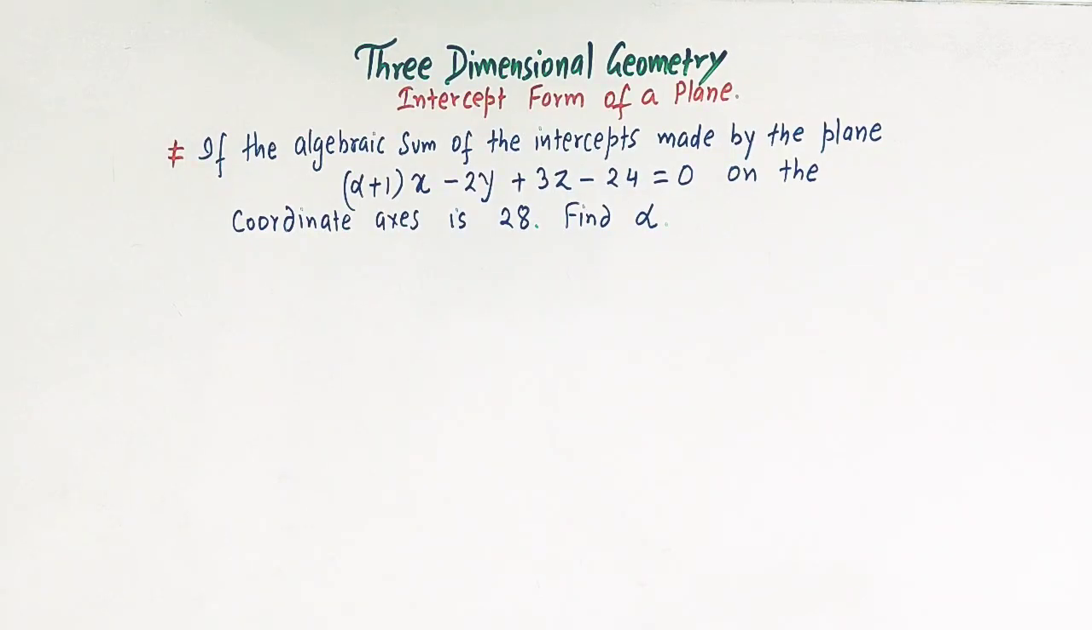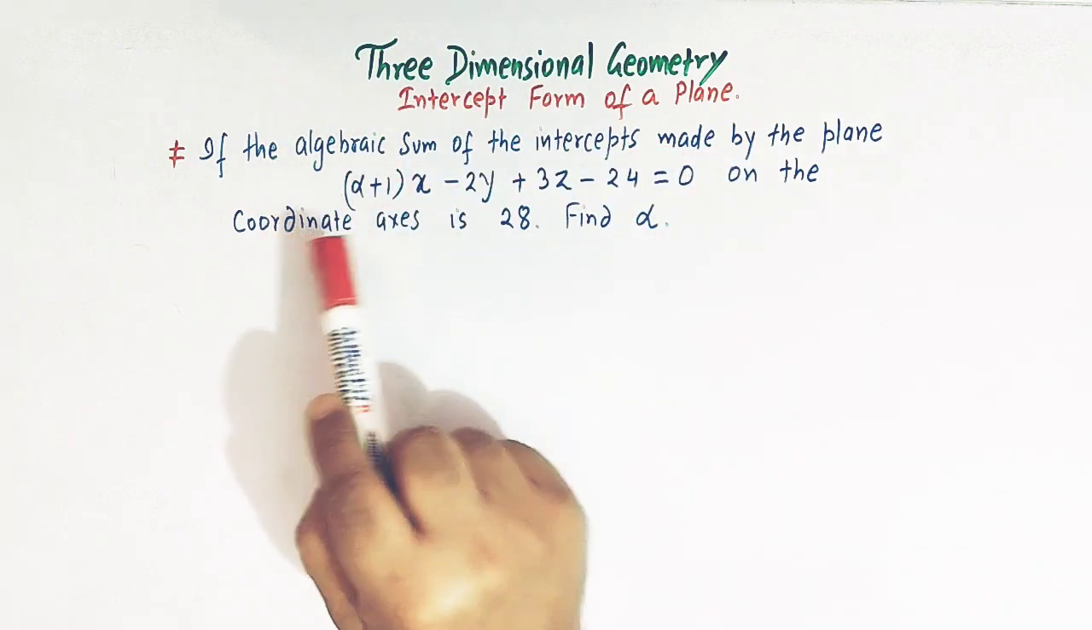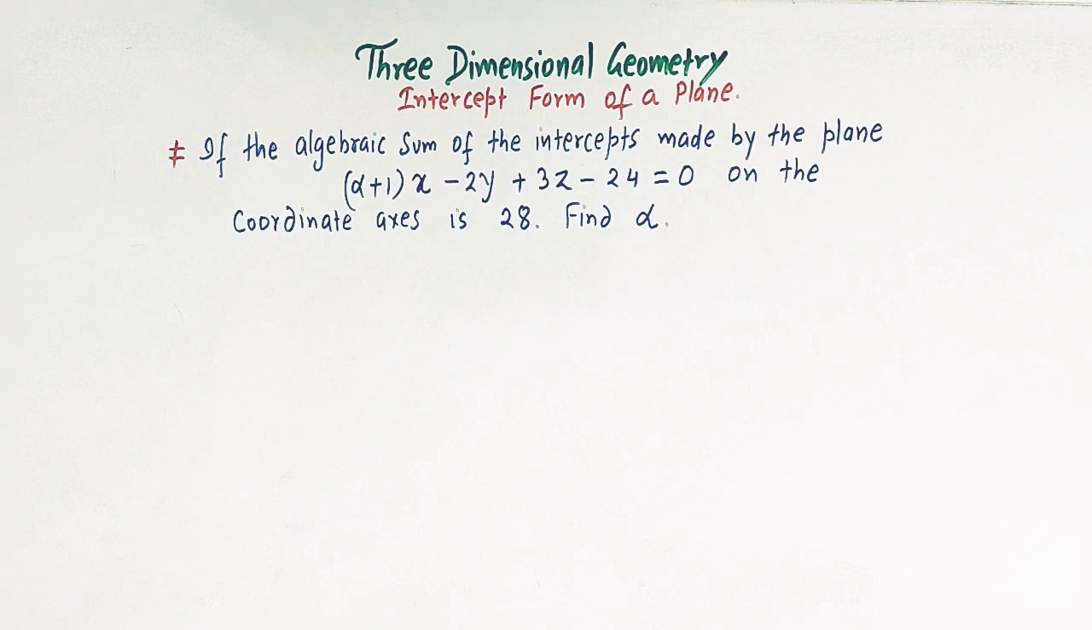Hello viewers, in today's class we are going to discuss one important problem from three-dimensional geometry related to the intercept form of a plane, right? So here we have this problem in which we have to find the value of this unknown parameter alpha. So let us first read out the problem and then we'll see how we can solve it by making use of the concept of intercept form of a plane.